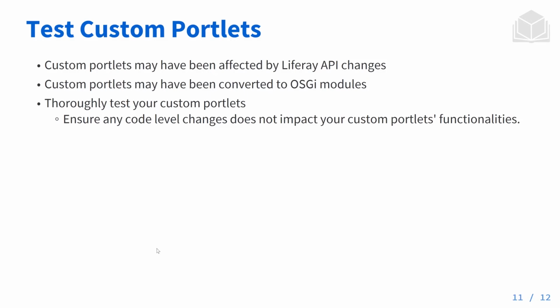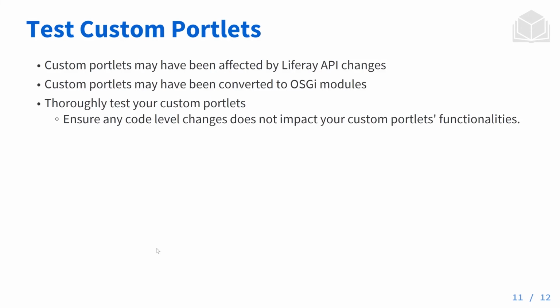Next up is, did we convert that custom portlet to an OSGi module? Again, that opens up its own can of worms, a lot of things that we have to consider when we bring our portlet to the OSGi world. So make sure all of your dependencies are resolved. If you went the OSGi route, make sure your build.gradle and your BND files are set up correctly. And then again, it's not enough just to have it on the page. Make sure to test it out. Push those buttons, fill out those fields, make sure all of the functionality that you had before is still working.